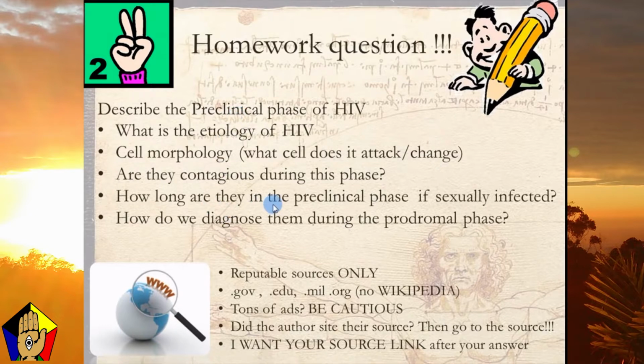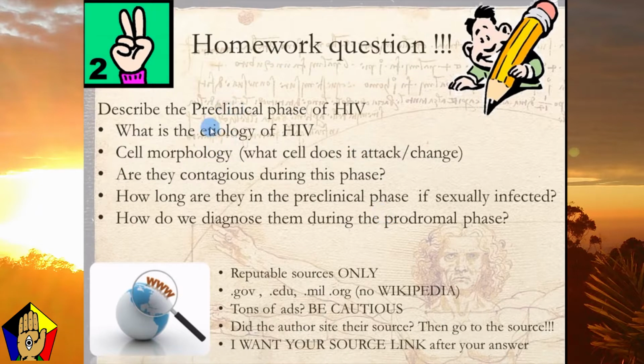How long are they in the preclinical phase if they get it from sexual transmission? Not blood transfusion. There's a difference. So how long are they actually in the average person in the preclinical phase if it's sexually infected? So how long before it even shows up in their blood tests is what I'm looking for. And how do we diagnose them during the prodromal phase? So when they're first getting those signs and symptoms, what are some of those signs and symptoms that start setting in before they come to the clinic?